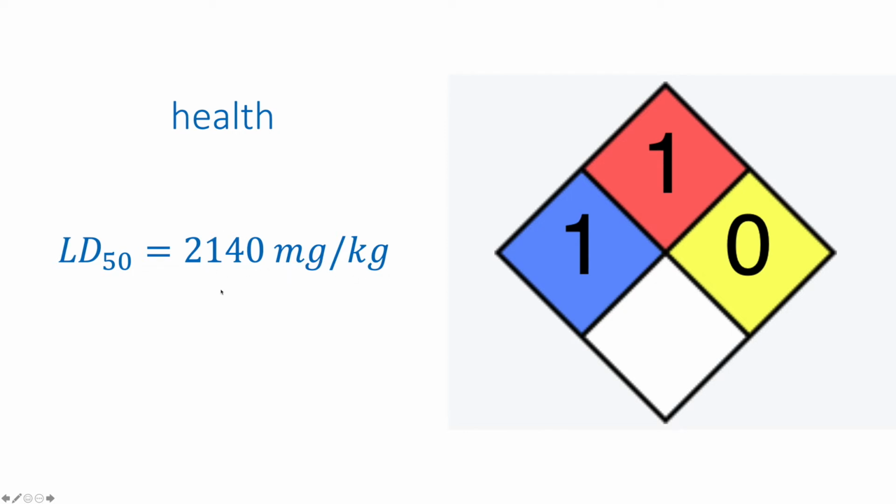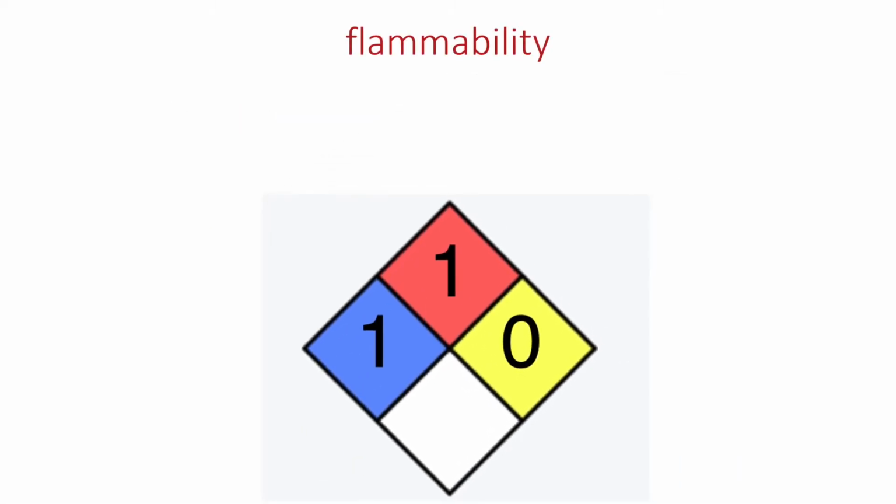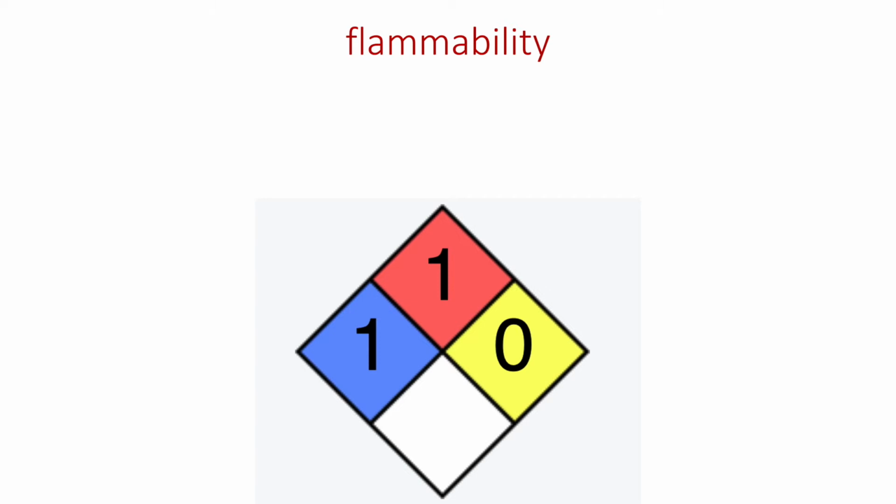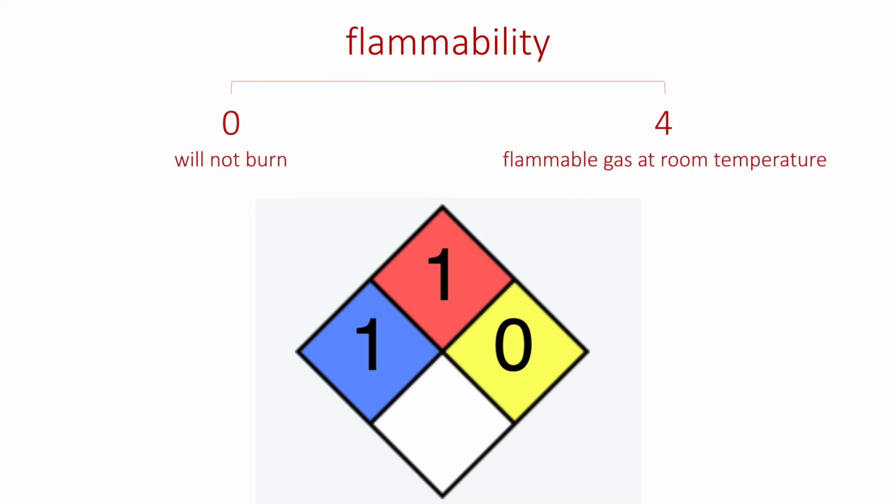This is usually measured in rats, and so when biphenyl was administered to rats, it was found that 2,140 milligrams per kilogram of body weight would kill half of a rat population, and that's used as an estimate for humans. The red diamond at the top represents a molecule's flammability. It's also on a scale from 0 to 4. In this case, 0 means a molecule will not burn under any circumstances, and a 4 means the molecule is a flammable gas at room temperature. Biphenyl on this scale is a 1.